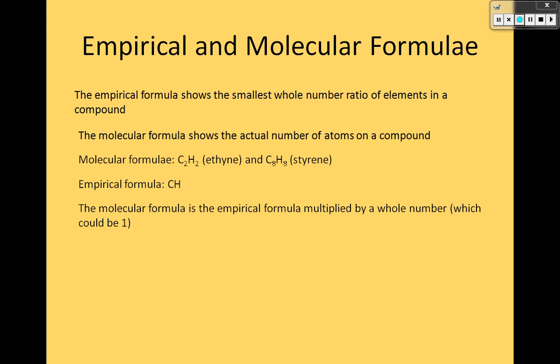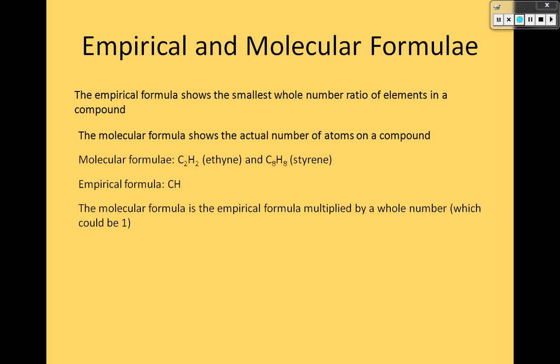So the molecular formula is the empirical formula multiplied by a whole number, which could be 1. There are times when the molecular formula and the empirical formula are the exact same formula. So H2O, for example: the empirical formula is H2O. There is no way to reduce the 2 and the 1. And the molecular formula is H2O.